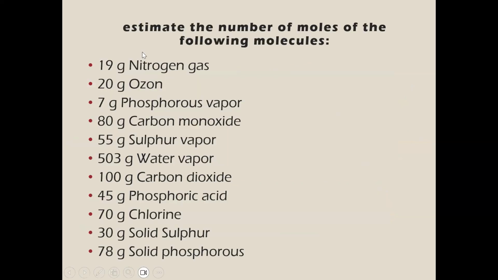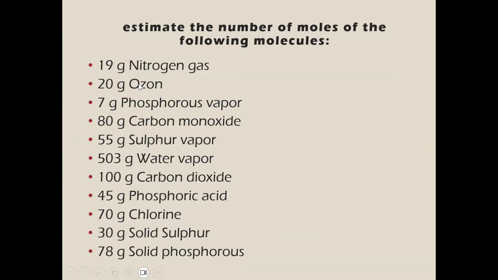So now we have the opposite. We have the mass, and we need to calculate the number of moles. So 19 grams of nitrogen gas. 19 grams of N2.